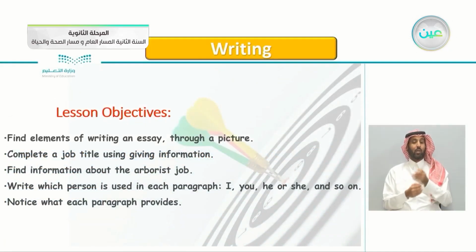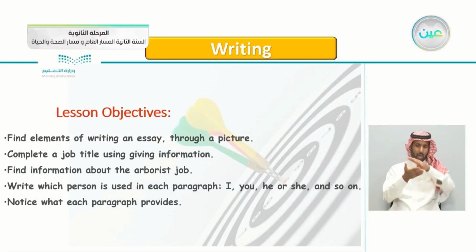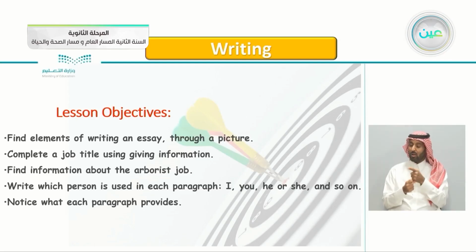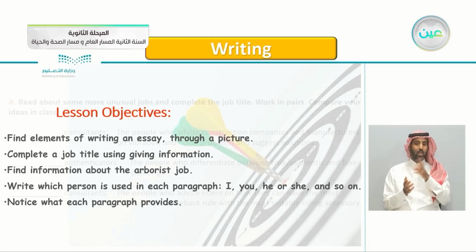So these are today's objectives, the writing objectives. Find elements of writing an essay through a picture. Complete a job title using giving information. Find information about the arborist job. Write which person is used in each paragraph. Again, write which person is used in each paragraph. I, you, he or she, and so on. Notice what each paragraph provides.